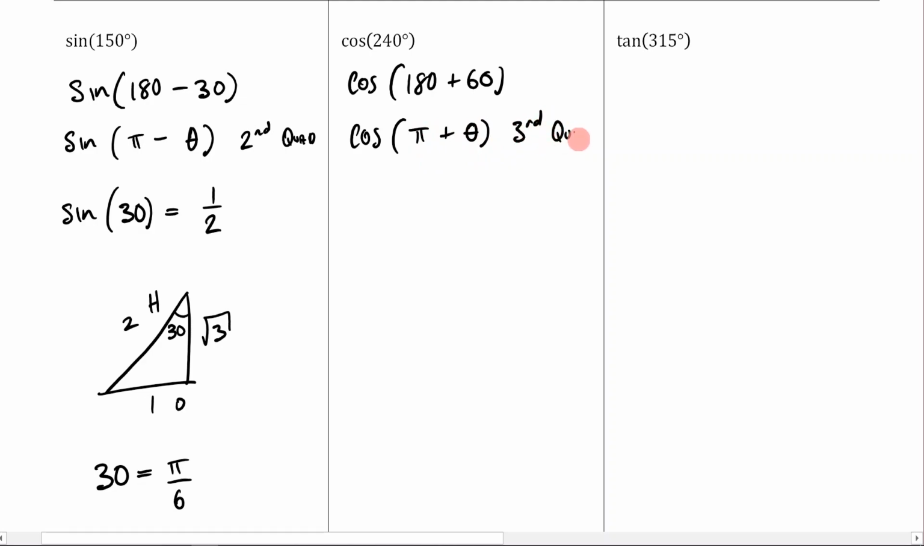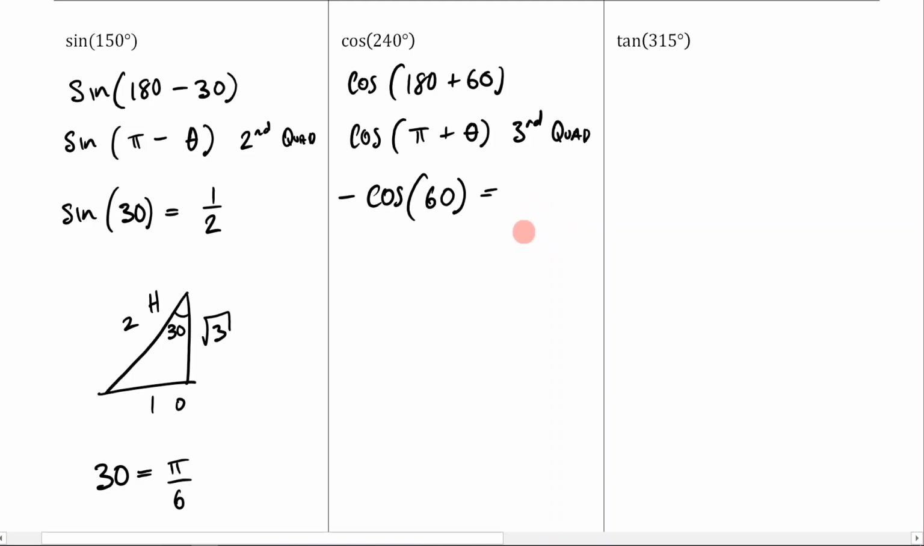Is cos positive or negative in my third quadrant? It is negative in my third quadrant, so it's going to be negative cos of the angle, which is 60. Cos of 60 is the square root of 3 on 2. And then because I've got a negative, it's going to be negative the square root of 3 on 2. Ooh, wait, I just messed that up.